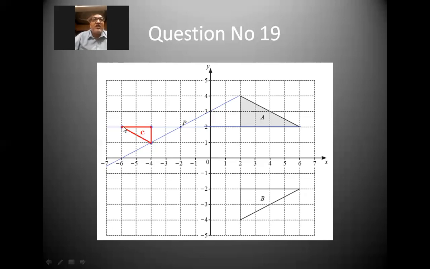Then I join these dots, a triangle will be formed and I will put a C in it. So this is the triangle C. This is how you do the enlargement. The scale factor is negative.